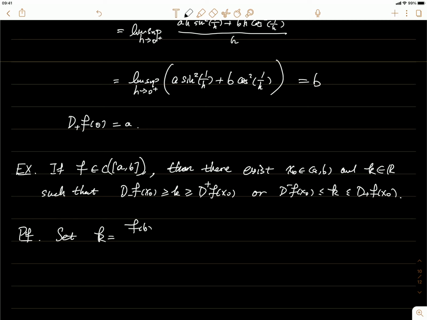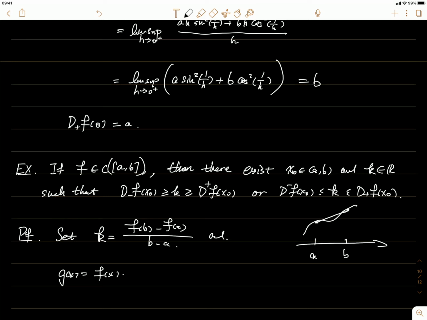We set this k to be f of b minus f of a divided by b minus a. Roughly, say we have a and b, and some function like that, and this is f of a, f of b. Then we connect these two, and this k is just the slope of this secant line. Then you can define g of x to be f of x minus k times x. K is just a number now.